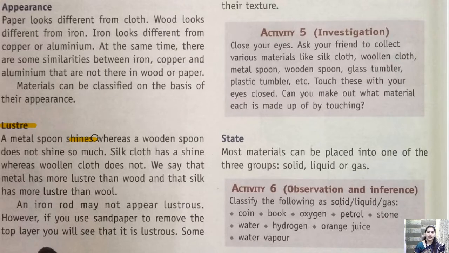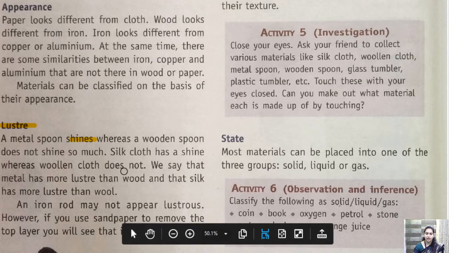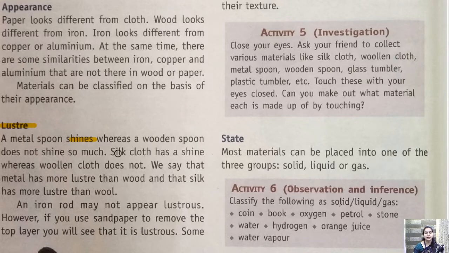A question can come like, you have two things, wood and a spoon. Which has the lustrous property? You will answer spoon. The spoon has a lustrous property because it is made of steel. Silk cloth has a lustrous property, unlike cotton cloth. Any material that has a shine has a lustrous property.